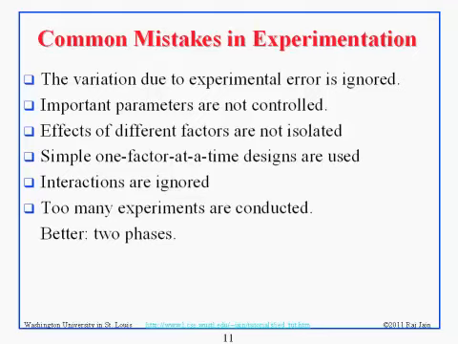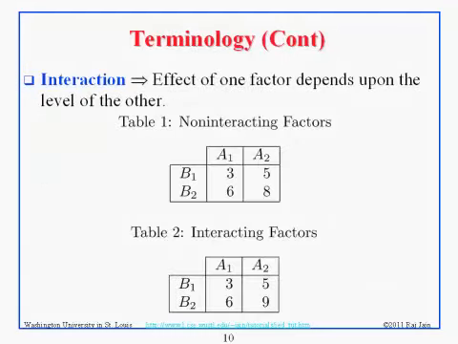Simple one factor at a time designs are used. One factor at a time design means you take some value of the parameters. You say, well, we'll start with one CPU, one disk, and this and that. Then I will just change the CPU to the second one and see what is the difference. Then I will change to the third CPU and see what is the difference. So you do one factor at a time. Right? That analysis can produce very misleading results.